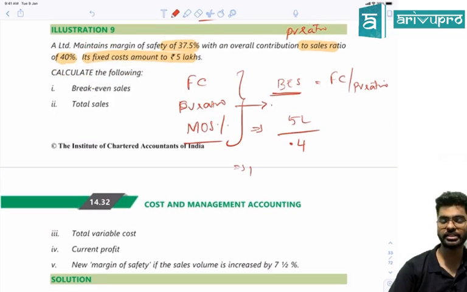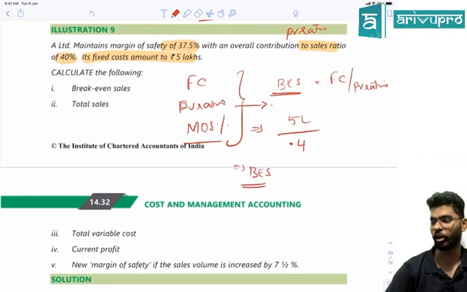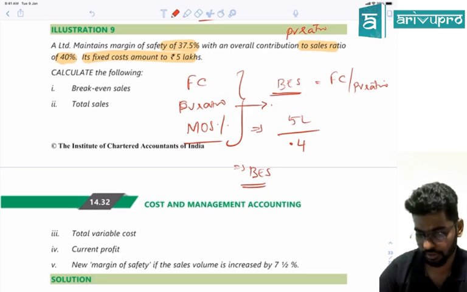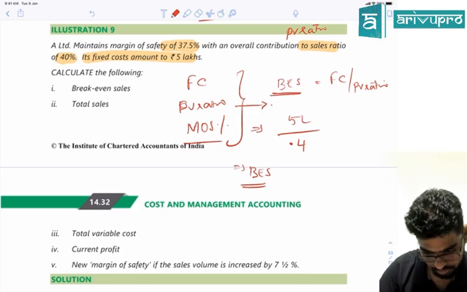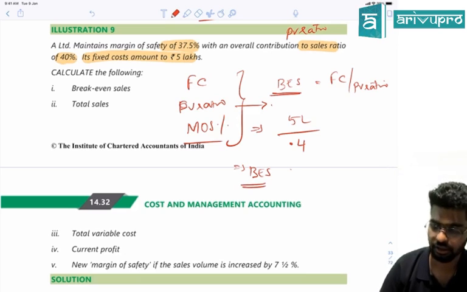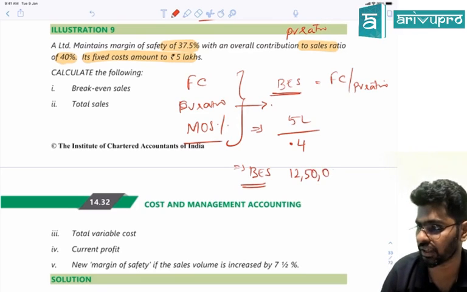How much will be break-even sales? 5 lakhs divided by 0.4. Anyone, any doubt in this first one?